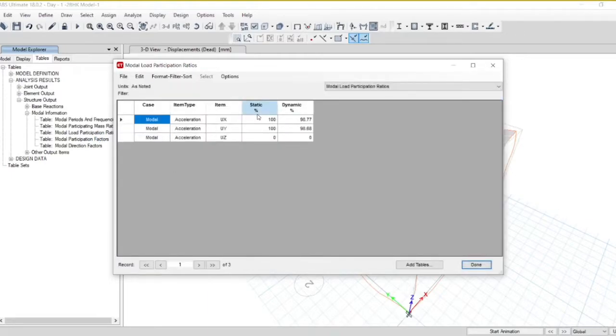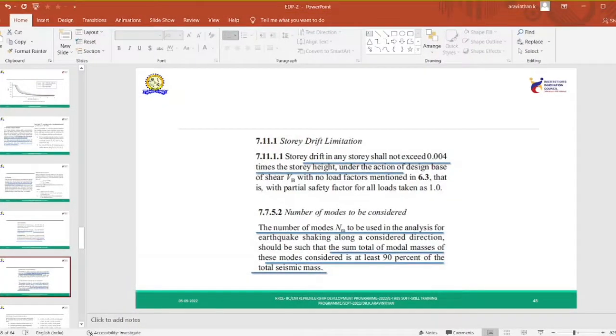You can see that more than 90% of mass participation is being achieved here. In static, 100% of mass is being participated, and in dynamic, 98.77% mass participation ratio is achieved. So the number of modes we have taken is okay to conclude.